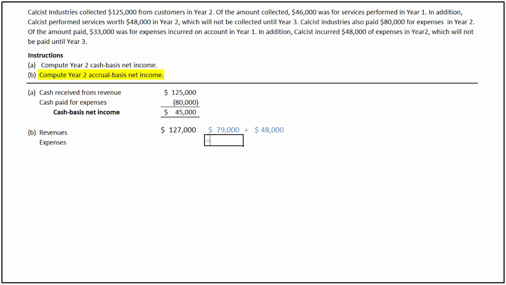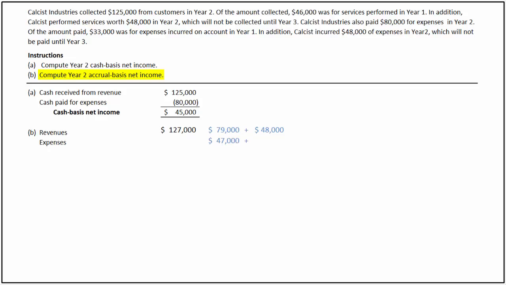Calcis also paid $80,000 for expenses in year 2, of which $33,000 was for expenses incurred on account in year 1. As per the expense recognition principle, expenses are reported in the same period in which it recognizes the service revenue. Therefore, $33,000 will not be recorded in year 2 as it would have already been recognized in year 1. So, the remaining amount of $47,000 is recorded as expense in year 2.